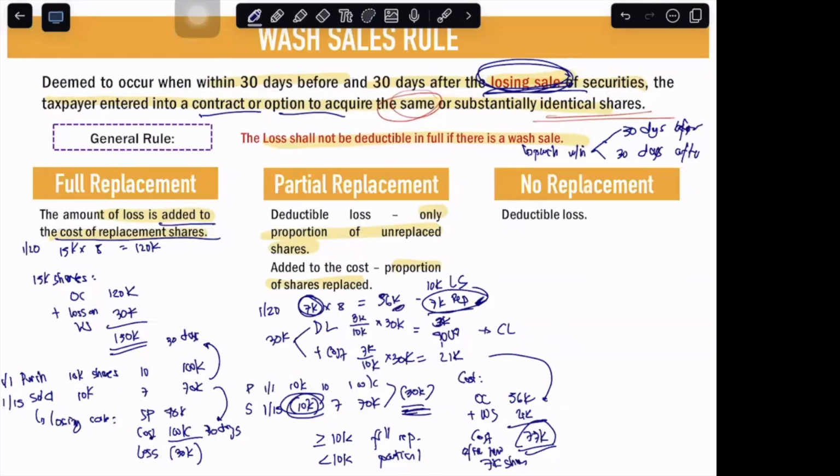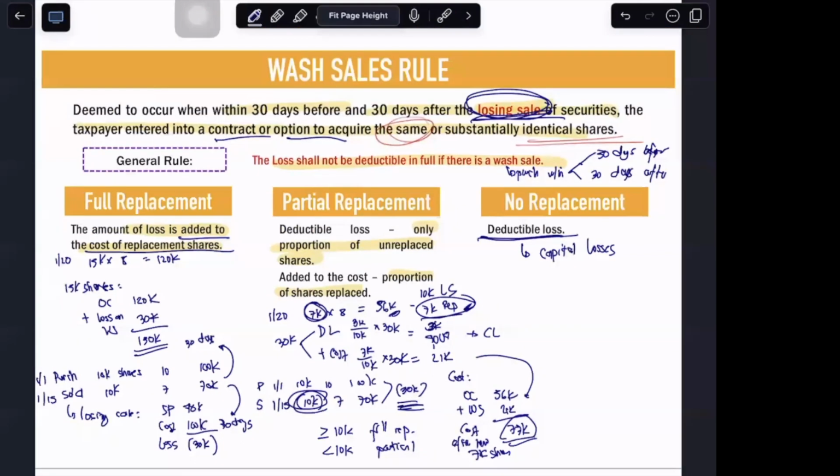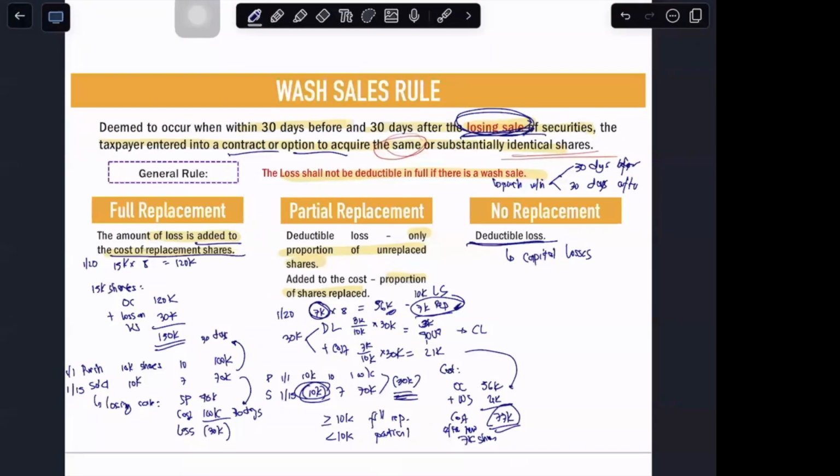Next, what if there's no replacement? If there's no replacement, then it will be treated as a deductible loss. What is that deductible loss? Again, it will be based on the rule on your capital losses. Again, what is a wash sale rule? You first determine if there's a losing sale. What is a losing sale? If the selling price is less than the cost. In our sample, we sold it for 70,000. The cost was 100,000. So it is a losing sale.